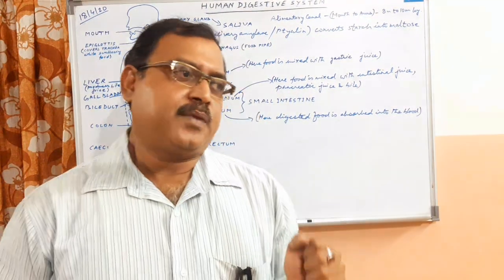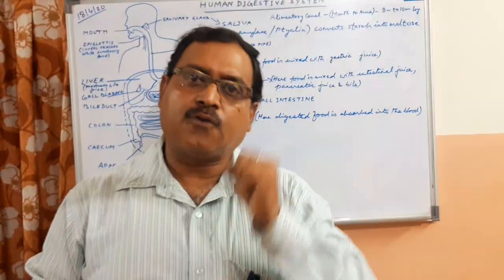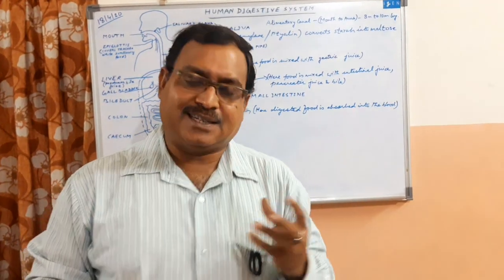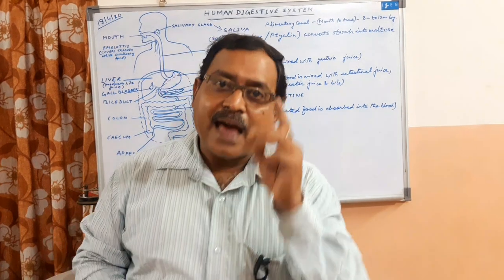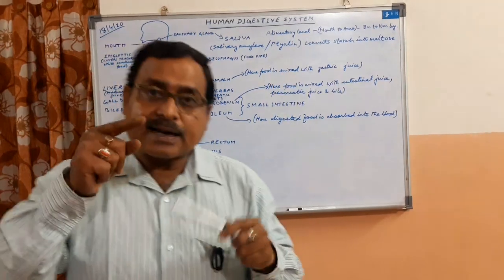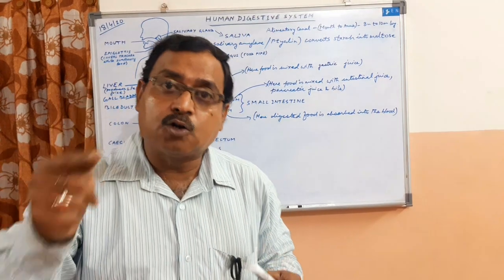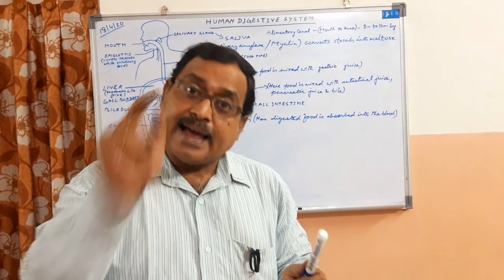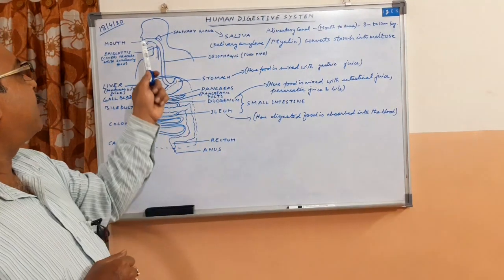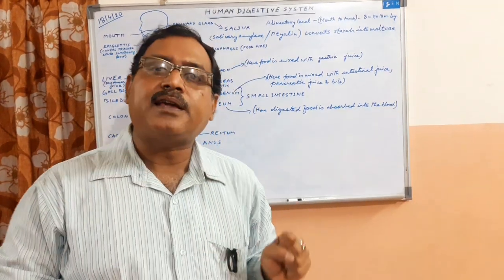Now, children, if you take in only rice in your mouth and chew it constantly for 4-5 minutes, you will find that your mouth becomes sweet. Why does this happen? That happens because salivary amylase or ptyalin acts on rice, which is a starchy food, and converts it into maltose. Now, maltose is a sweet sugar, hence your mouth becomes sweet. Clear?